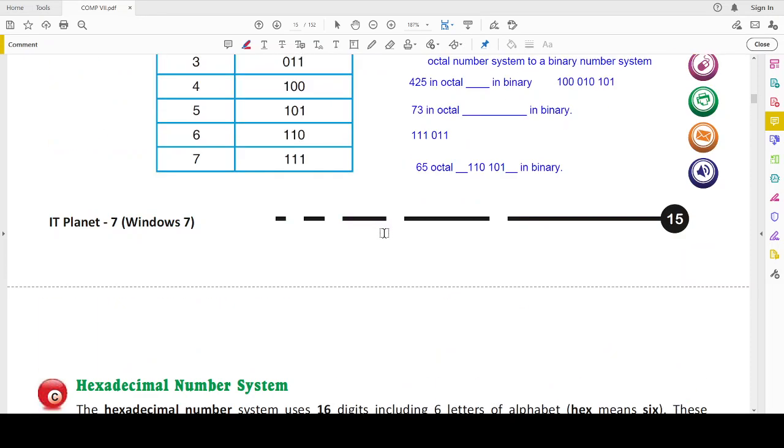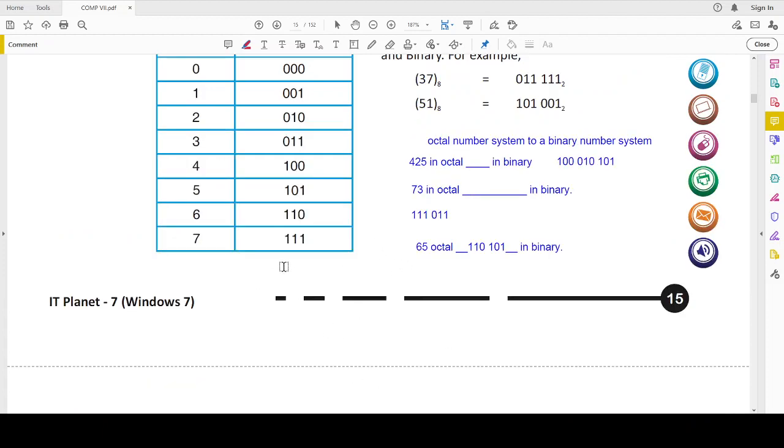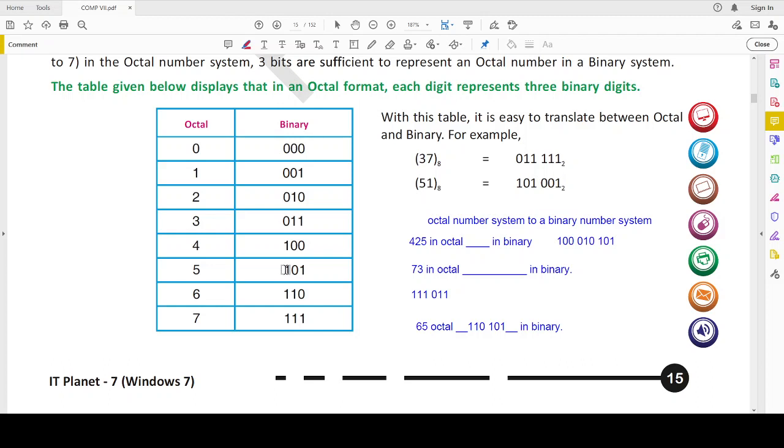Okay, next is the hexadecimal number system. We will continue with the hexadecimal number system in the next video, right?